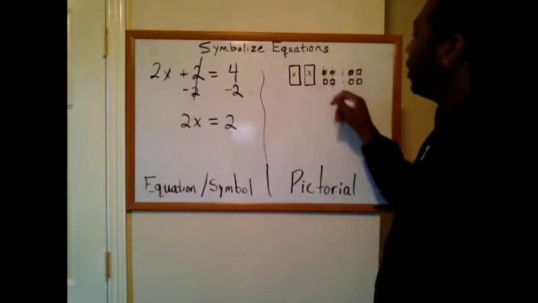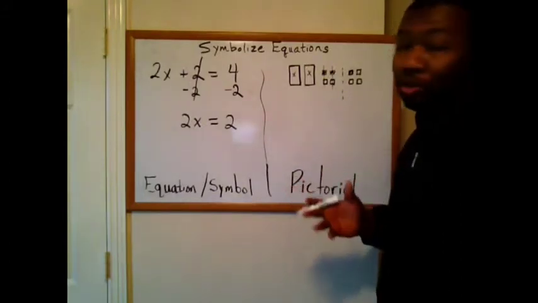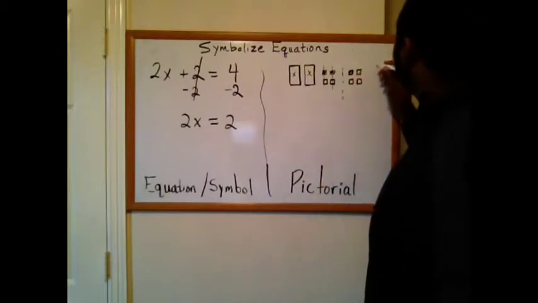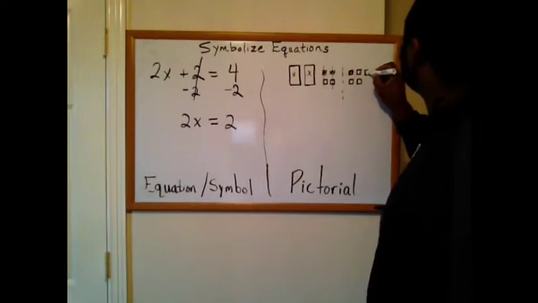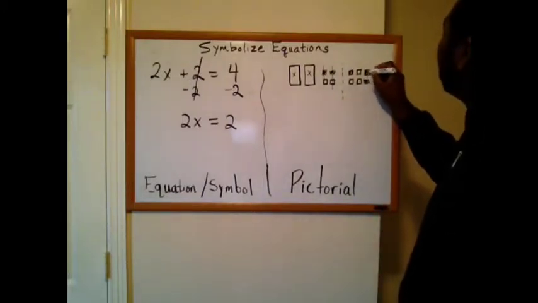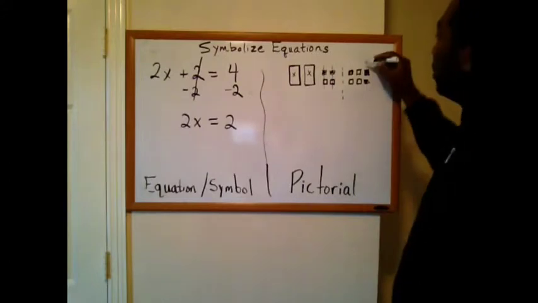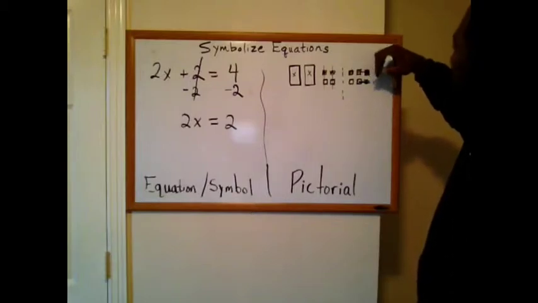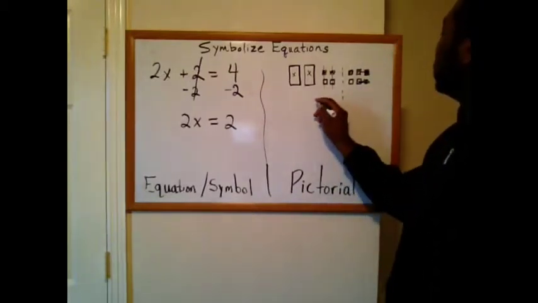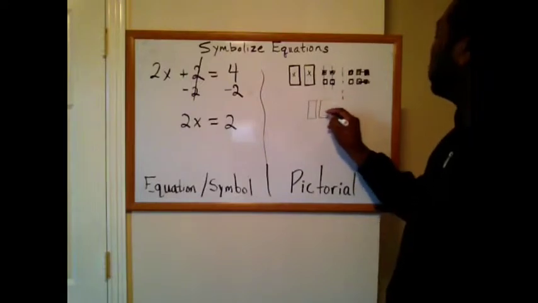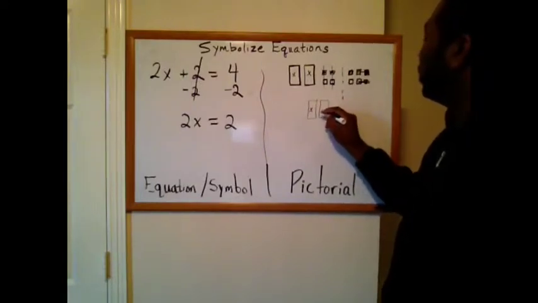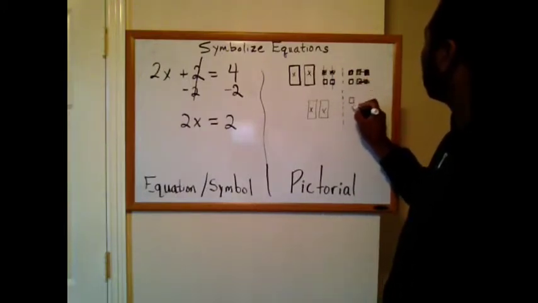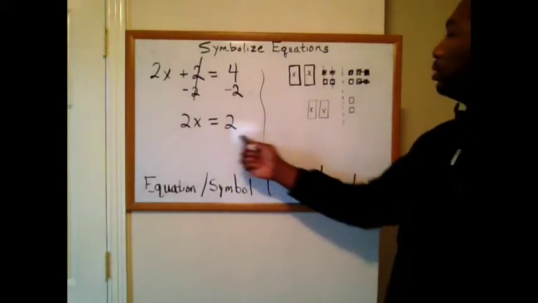Zero pairs cancel out. But again, what you do to one side, do it to the other. So I had 2 negative squares. Zero pairs, cancel out. And so what I'm left with is my 2 rectangles, 2 rectangles for x equal to 2 little squares. Same thing.